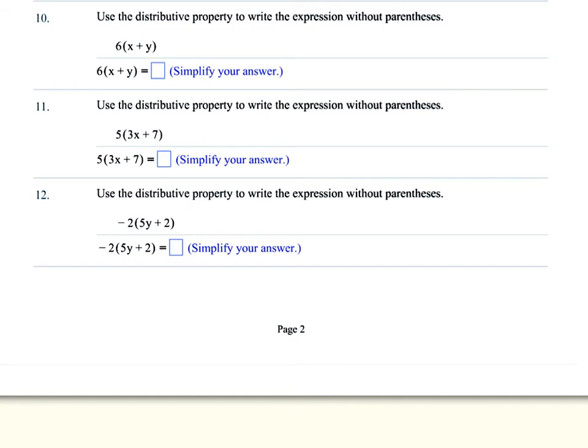Number 10 says to use the distributive property to write the expression without parentheses. So remember that anytime we have a number outside of a parentheses, we can multiply it by both numbers in the parentheses. Now, even though these aren't numbers, we can still rewrite this expression using the distributive property to be 6 times whatever x is plus 6 times whatever y is. Remember, we're going to use this plus that's in the middle. So 6 times whatever x is plus 6 times whatever y is. And that's as far as we can simplify it since we don't know the values of x and y.